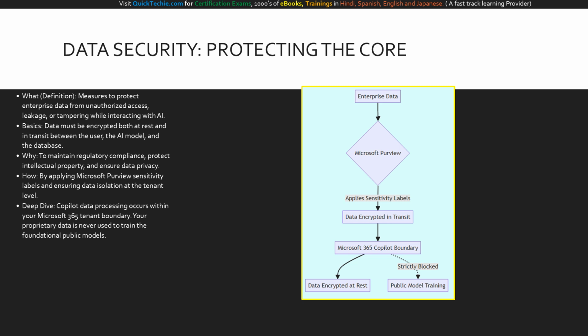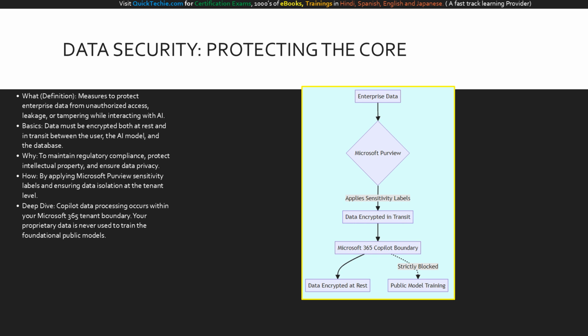How do we secure it? We utilize tools like Microsoft Purview to apply sensitivity labels to our documents. If a document is labeled top secret, the AI will honor that classification. The most important deep dive concept you must communicate to your board is this: when using enterprise solutions like Microsoft 365 Copilot, your data remains within your secure tenant boundary. It is strictly isolated. Microsoft does not use your proprietary enterprise data to train the public foundational models.